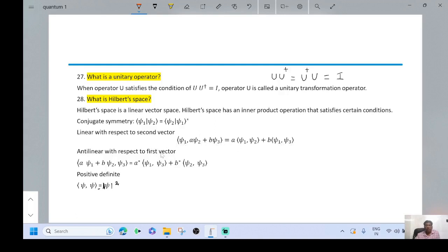Antilinear with respect to the first vector. Here a and b are taken in the complex conjugate form. A and b are in bra space. If you take them out, you get a star psi 1, comma psi 3 plus b star psi 2, comma psi 3, because a and b are present in bra space. If you take them out, a star and b star are their values. Then positive definite. Consider a wave function in bra space and the same wave function in ket space. That is equal to the absolute square of psi.